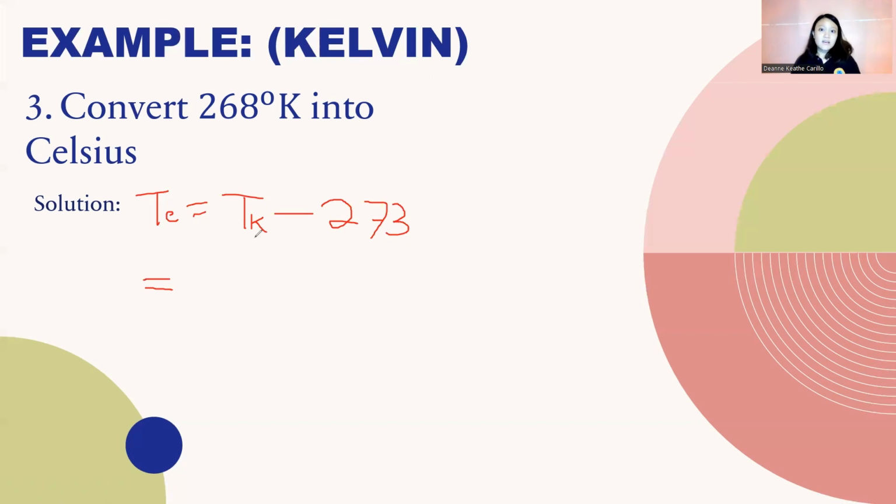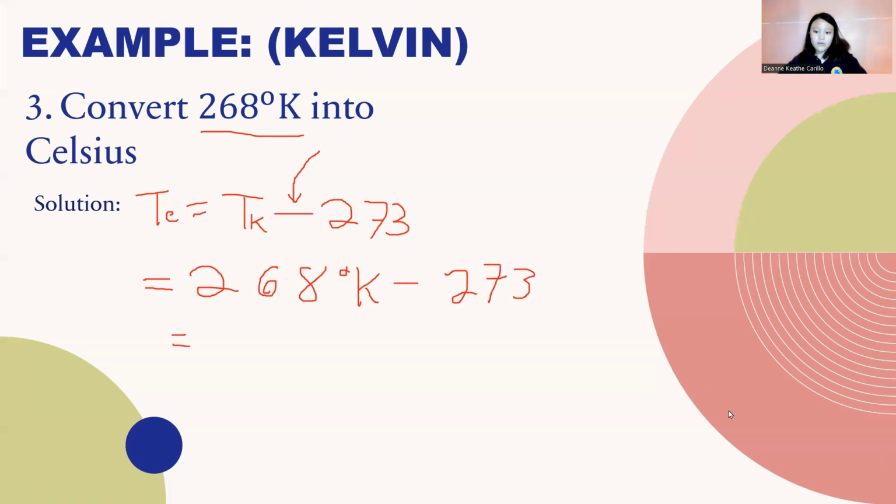And its sign here will turn into negative or minus. Now let's proceed on finding the answer. The given for temperature Kelvin is 268 degree Kelvin minus 273. Let's use our calculator.